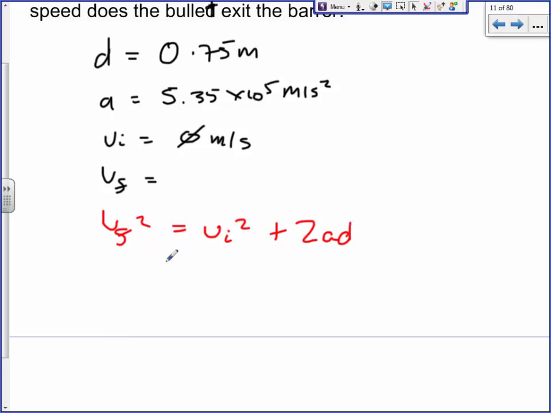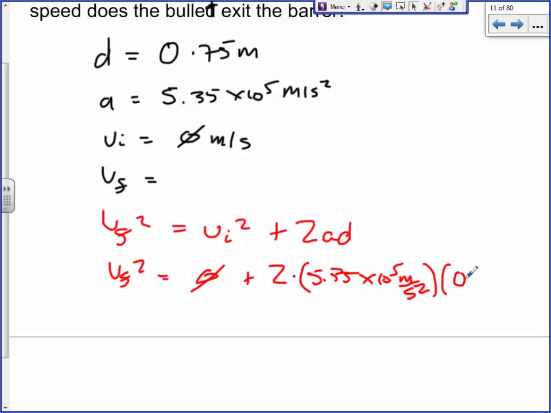2AD. Okay, velocity final, we don't know. So what we want. Velocity initial is nothing. This actually is pretty straightforward, isn't it? Take 2 times 5.35 times 10 to the 5, and times by 0.75. By the way, this is velocity final squared. Don't forget to square root. That'd be a bad thing to do. 2 times 535 times 10 to the 5 times by your 0.75. But that's velocity final squared, so square root it when you're done.